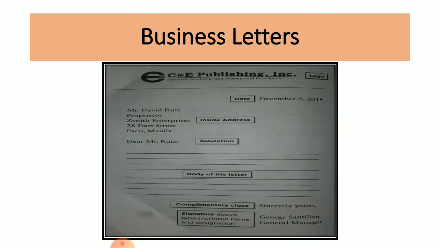We also have another template for a business letter which uses the modern heading. As we can see on the top part, we have the company's logo. Then just below the company's logo, we have the date, followed by the inside address, then salutation, body of the letter, complimentary close, and signature. Both templates are just the same. The only difference is their heading. The first template uses the conventional heading and the second template uses the modern heading.